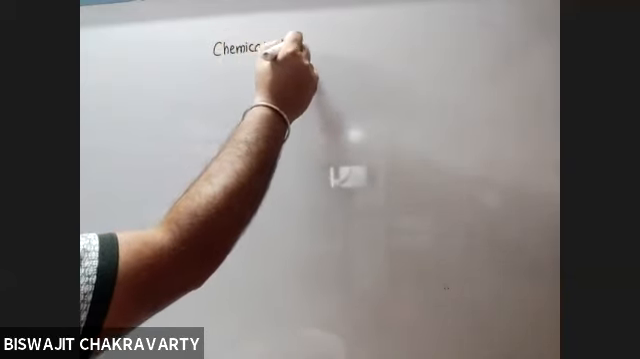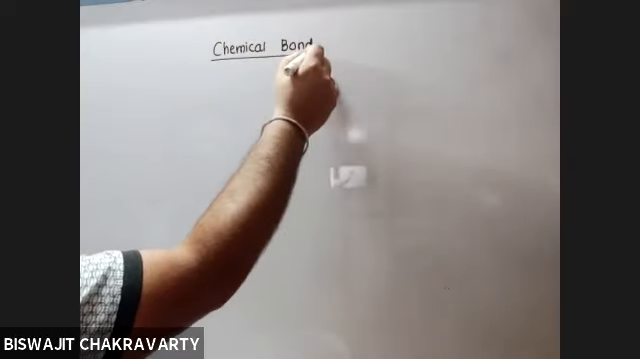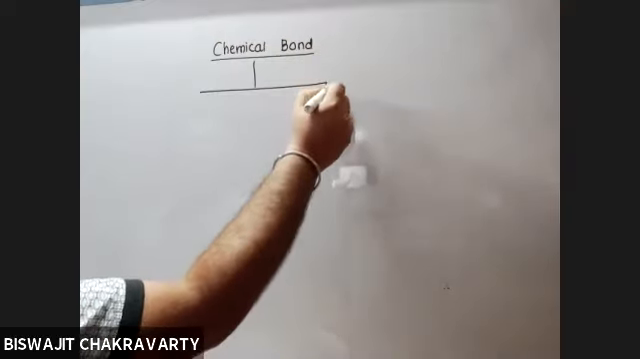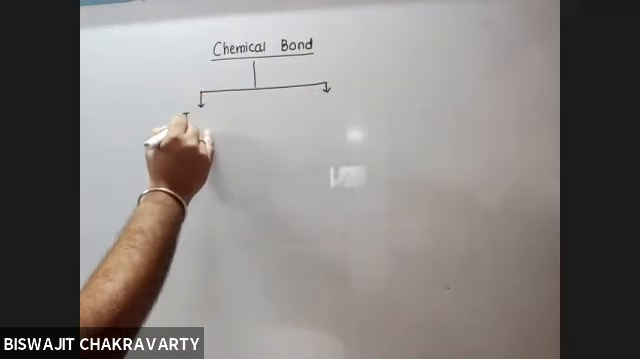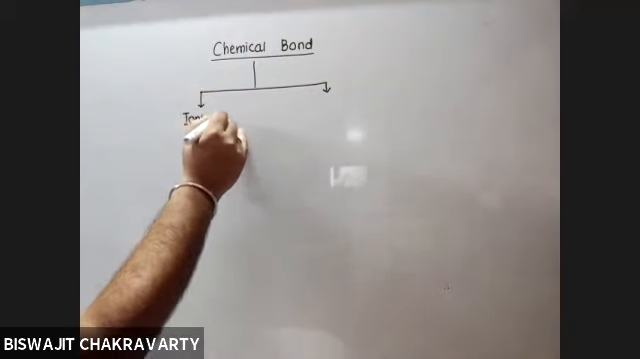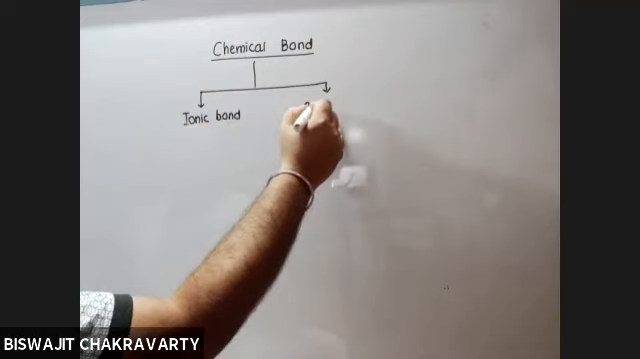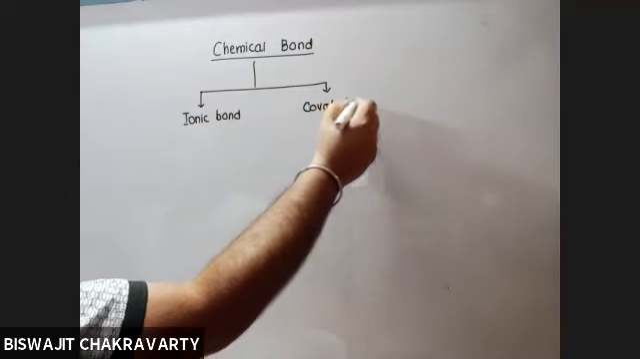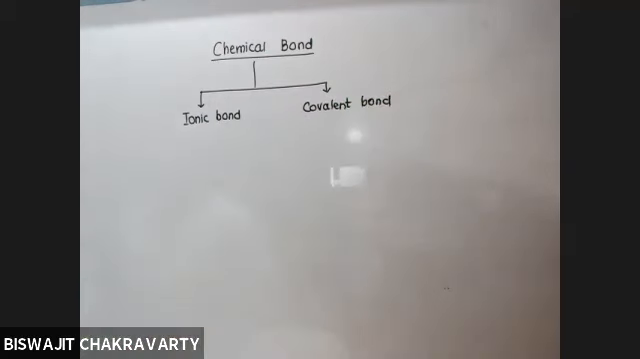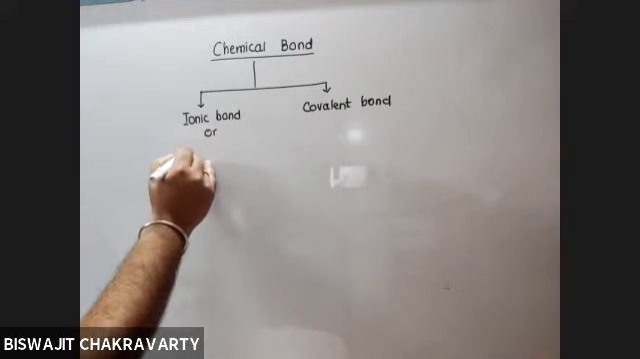Or it is formed as a result of complete transfer of electrons. A chemical bond may be further classified into two main types: ionic bond and covalent bond. Okay, so ionic bond is also referred to as electrovalent bond.